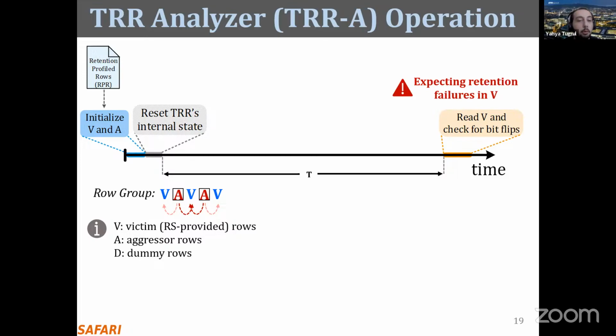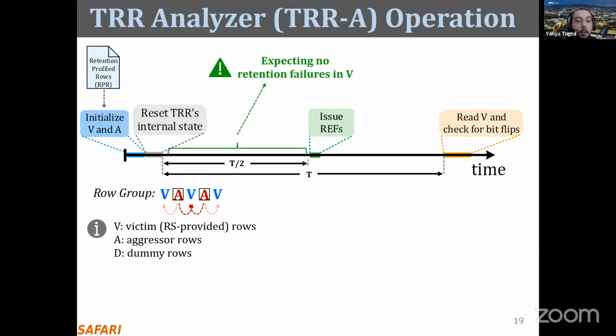So in order to make TRR perform a TRR-induced refresh operation, DRAM has to receive a refresh command, and TRR analyzer issues this refresh command when the victims have not been refreshed for half of T. This is to ensure that a victim row retains its data correctly until it is potentially refreshed by the TRR-induced refresh, and that it also correctly retains its data after being refreshed, until the TRR analyzer reads the data.